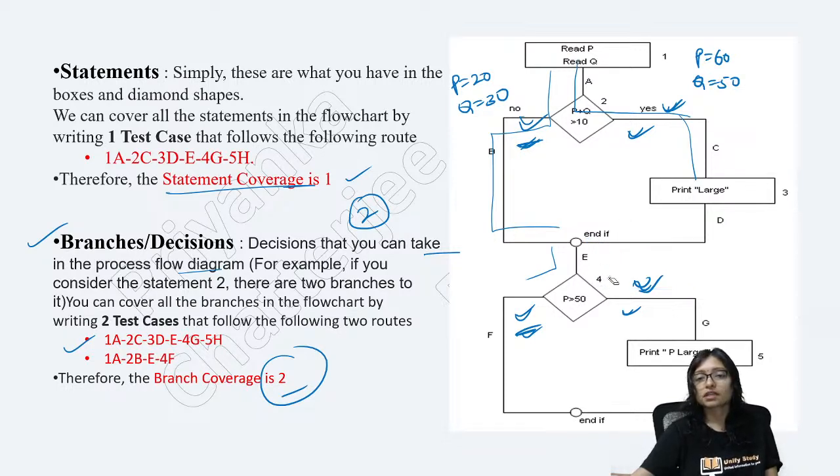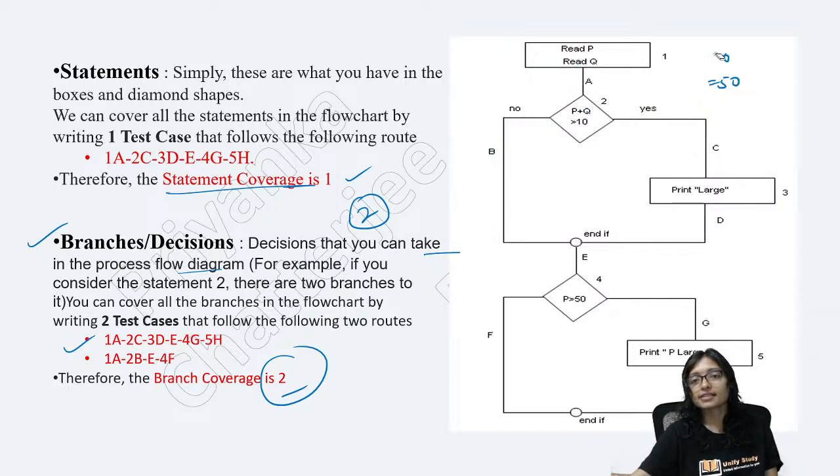Clear? Is this clear? Clear to everyone? Yes. Okay.